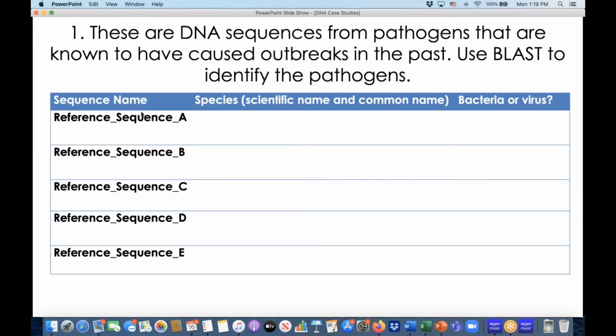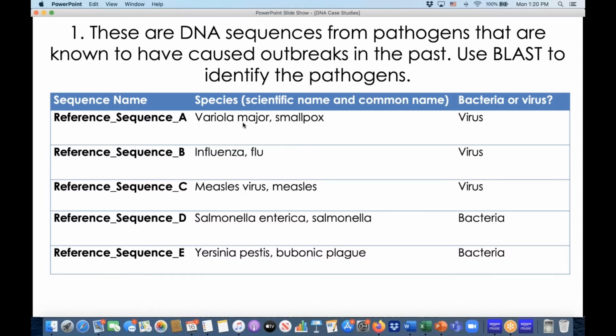So the first thing the students do is they BLAST. They use BLAST, and they blast reference sequence A against the database, B against the database, et cetera, in order to determine what these disease-causing organisms are. They write down the scientific name and the common name, and they're also asked to figure out if it was a bacterium or a virus. So that's the first thing they do.